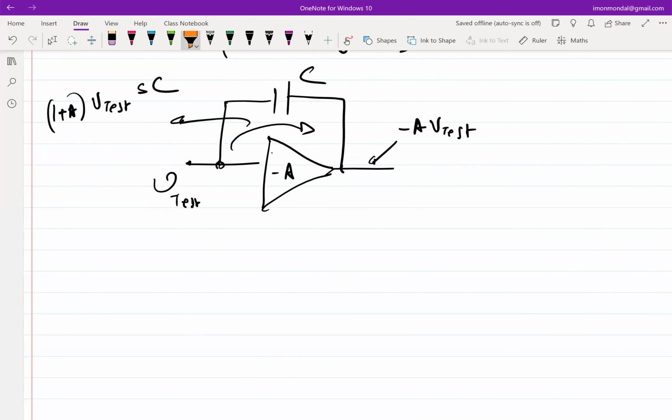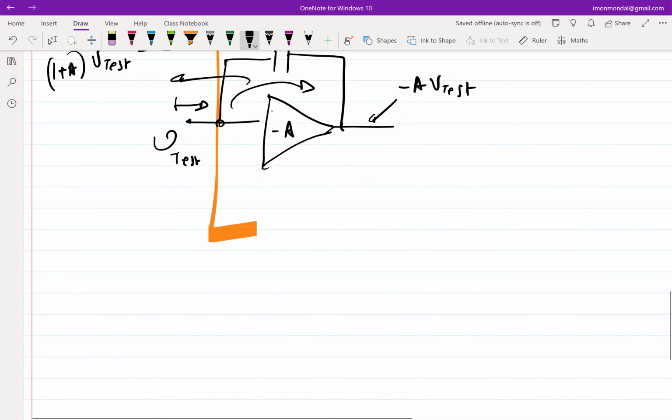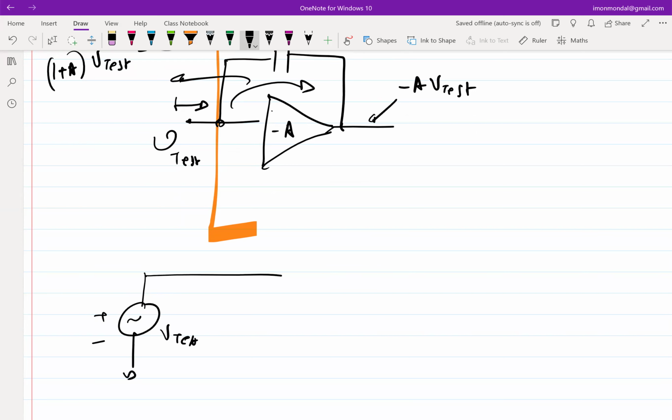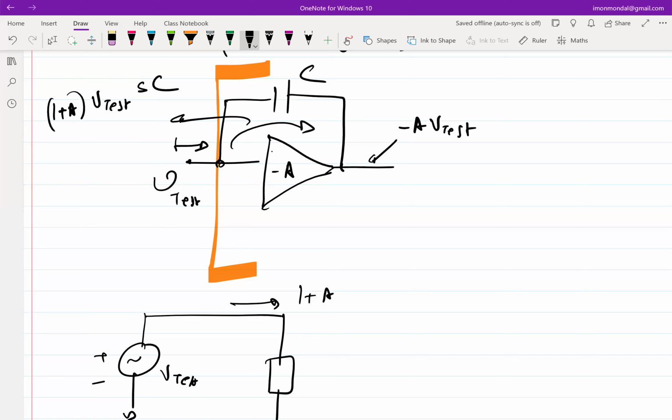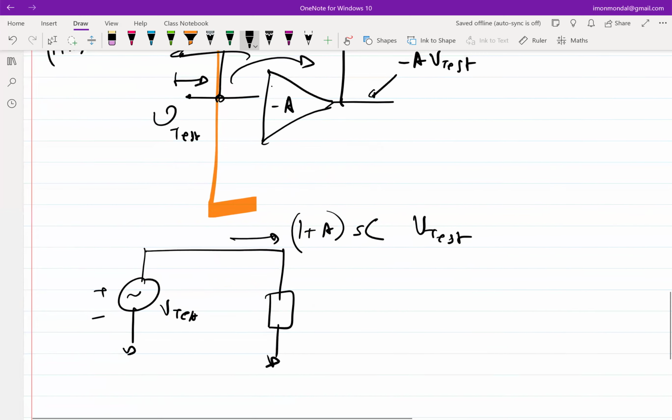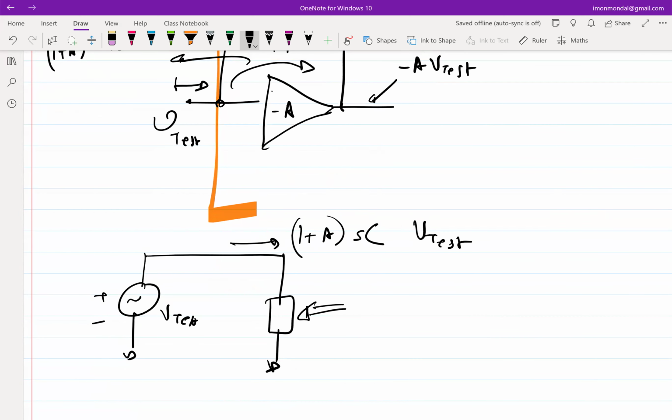So effectively now, if I say that this is a black box or an orange box, and I am looking into here, what am I seeing? I'm observing that I have applied a voltage V test, and this has an element, I don't know what is inside, which is drawing a current of 1 plus A times SC times V test, right? So what does it look like then? This looks like a capacitance of size 1 plus A times C, right? If we had a capacitance of 1 plus A times C, it would have drawn a current of 1 plus A times SC times V test, right?